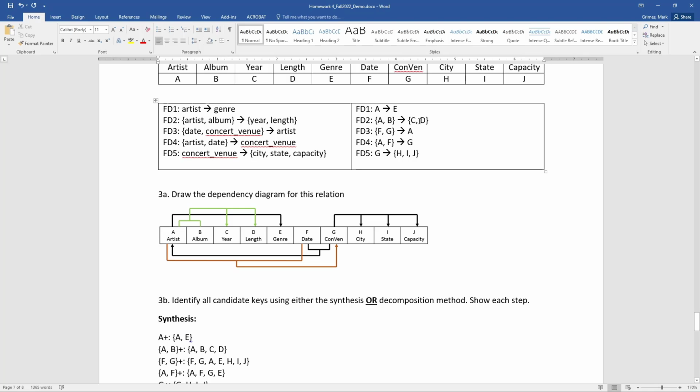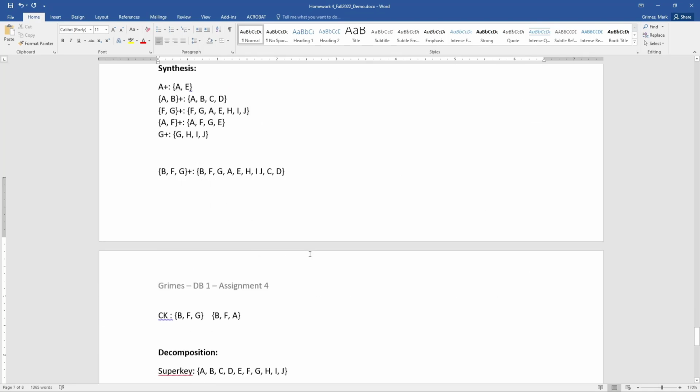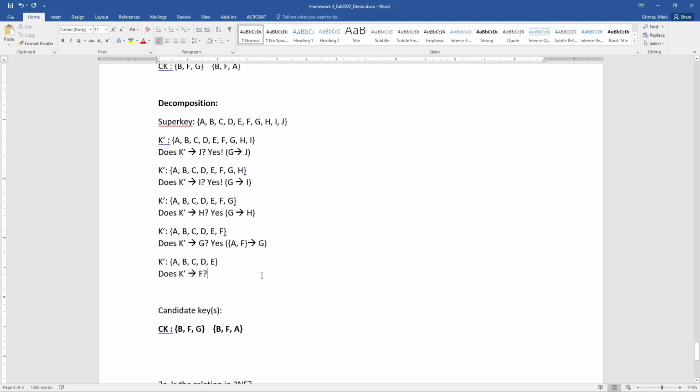So F is not functionally determined by anything, right? And again, in our dependency diagram, we don't see any arrows pointing to F. So F is the only attribute that can functionally determine F. So that's got to be pretty important. The answer there is no. So we need to put F back into this set of attributes in order for it to be a superkey. A, B, C, D, E is not a superkey.